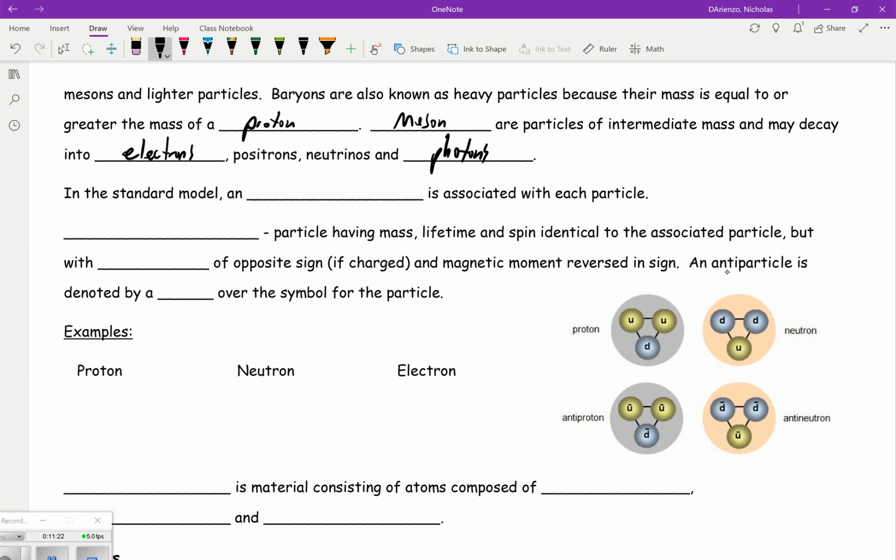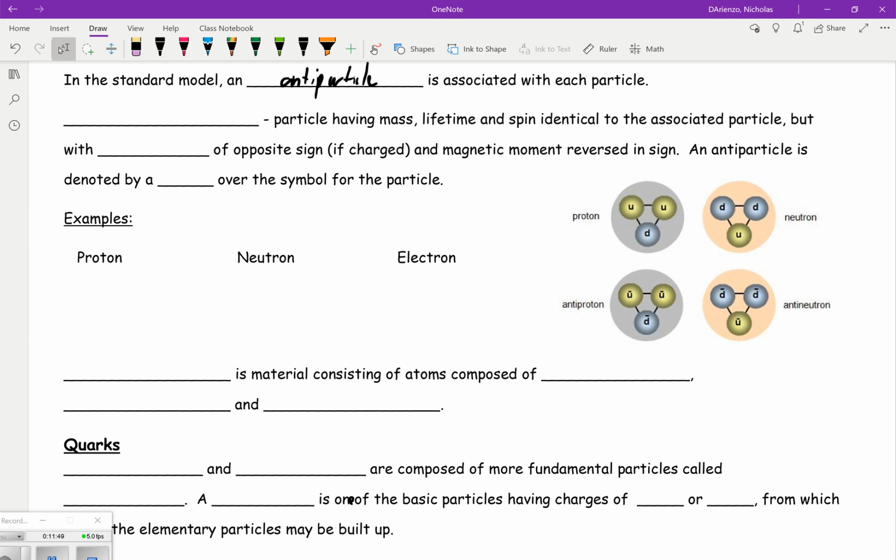Now, these are all of our subatomic forms of matter, which we can break down even further, and we will do shortly. But before we do that, I want to talk a little bit about antimatter. And in the standard model, we have antiparticles, which make up our world of antimatter. So an antiparticle is associated with each particle. If you know the particle, then you'll pretty much know the antiparticle.